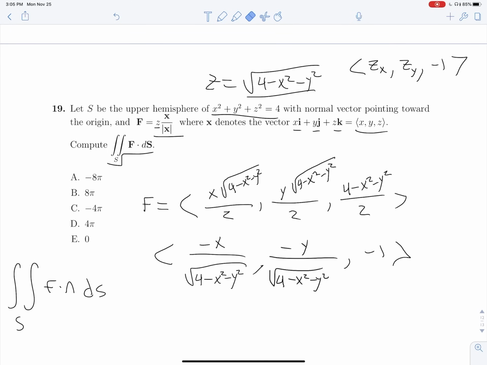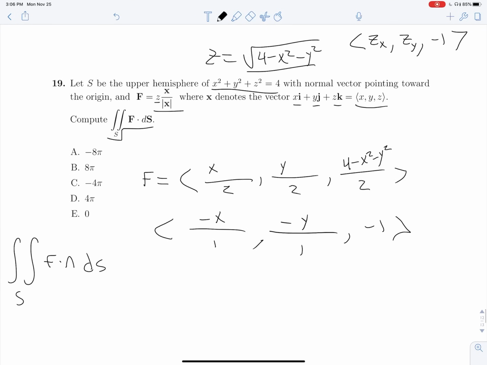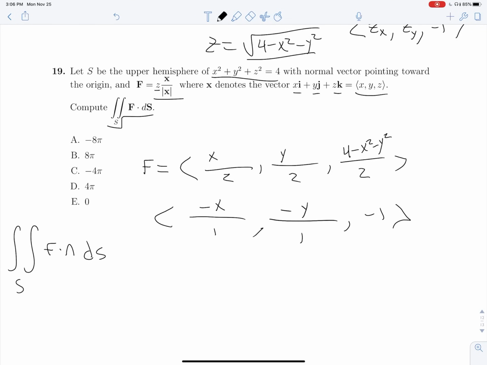minus y squared, oh, whoops, that's the eraser. This root 4 minus x squared minus y squared is going to cancel with this one, and this one's going to cancel with this one. So we can get rid of that and that, and that and that. And so now we have a much easier integral to deal with.